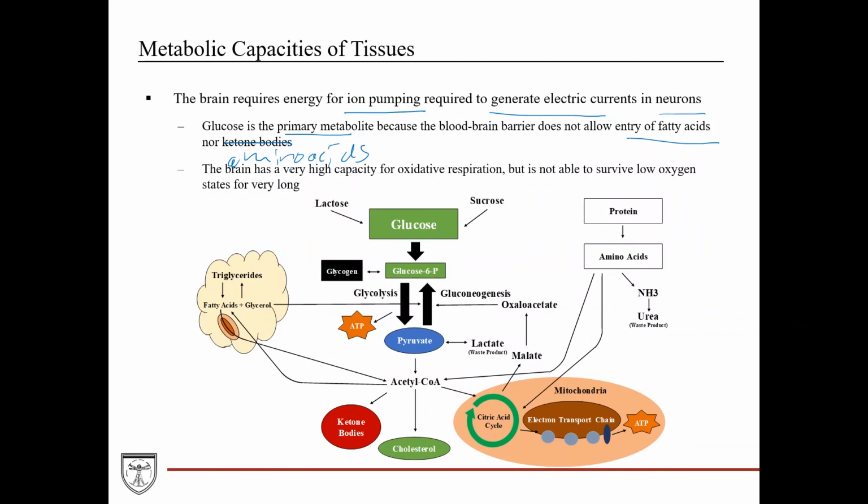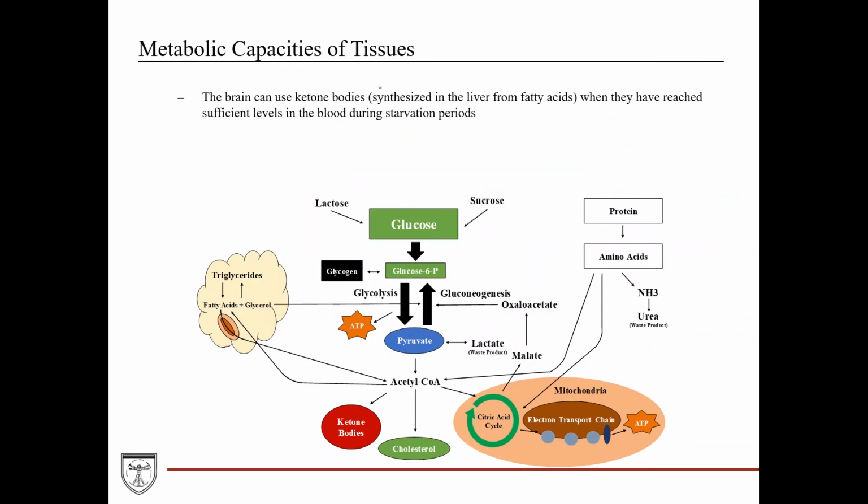So as a result, the brain has a very high capacity for oxidative respiration because you need high levels of ATP to help fuel this ion pumping, to help the neurons carry out their function of generating electric currents. So the brain is not able to survive for very long on low oxygen or in hypoxic states. That's why significant or prolonged hypoxia can have devastating effects on brain tissue, because if you're not providing oxygen, you can't provide ATP. Can't provide ATP, can't power the brain.